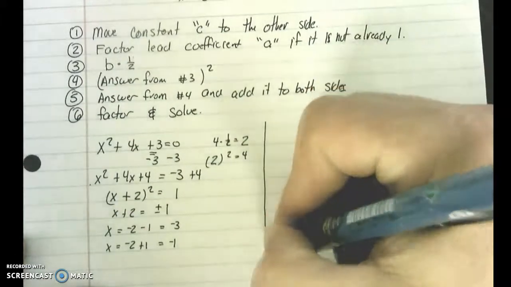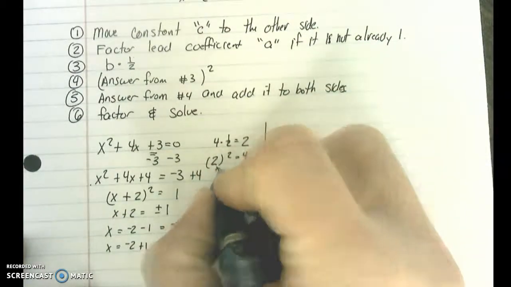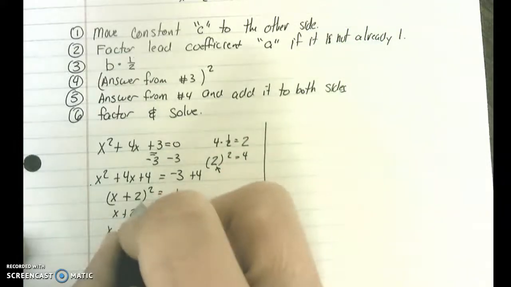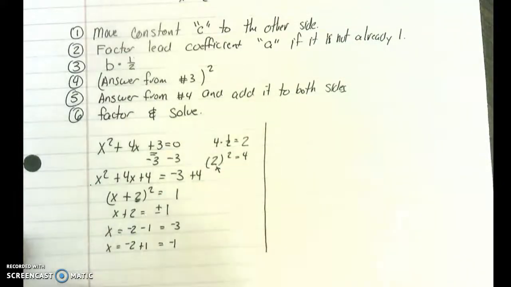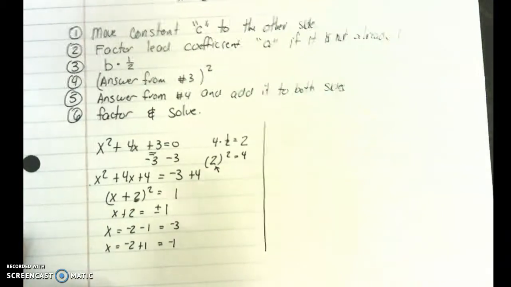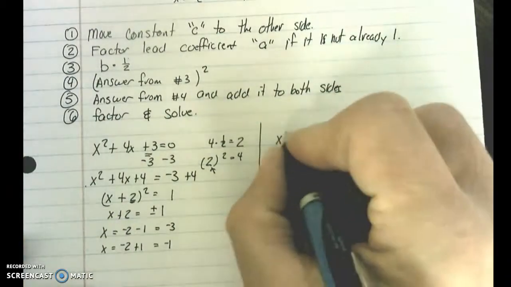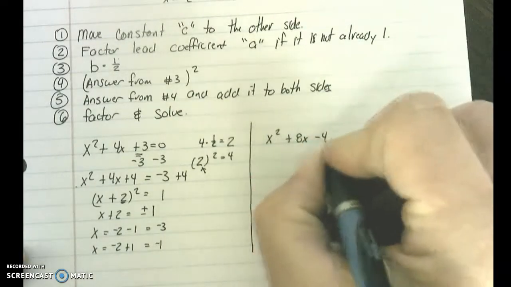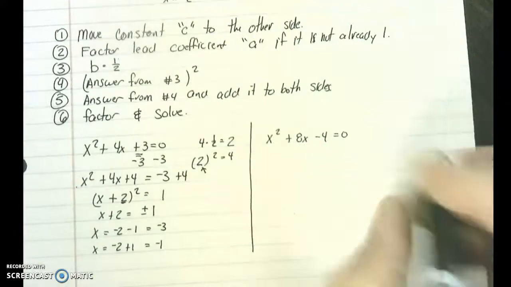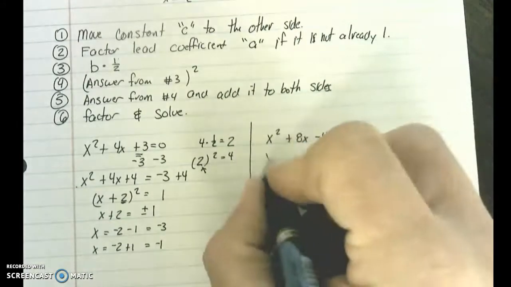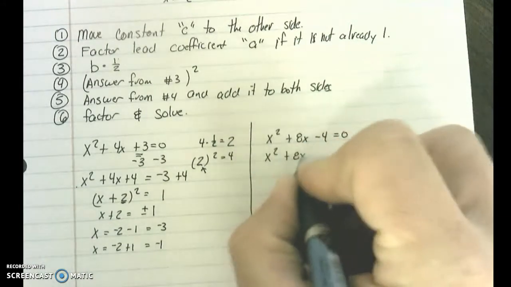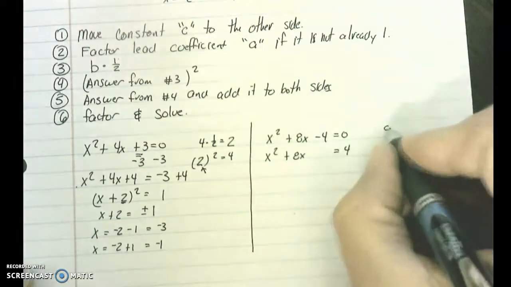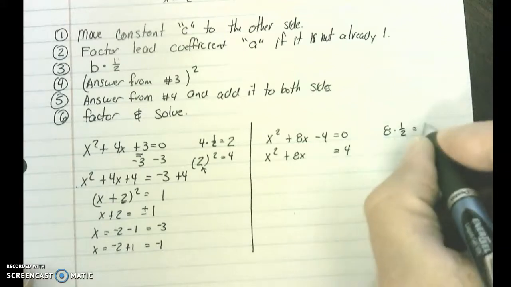Now the cool thing is this value right here, once we divide it by 2, when we set up our factoring, it's actually right there as well. Okay? So our second example is going to be x squared plus 8x minus 4 is equal to 0. So I'm going to add 4 to both sides. So x squared plus 8x is equal to 4. I'm going to take 8, multiply it by a half, which is 4.